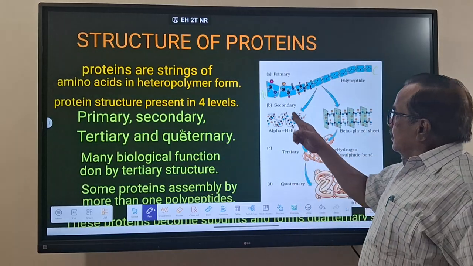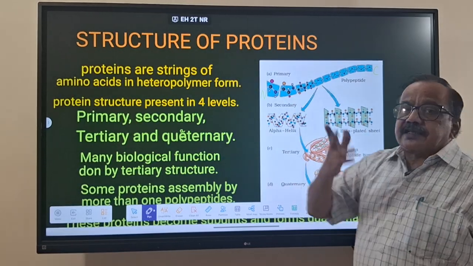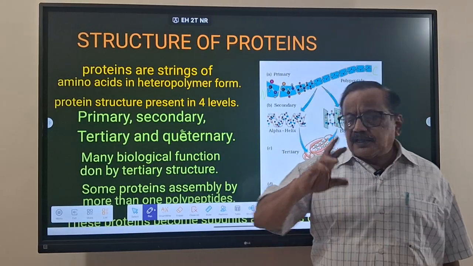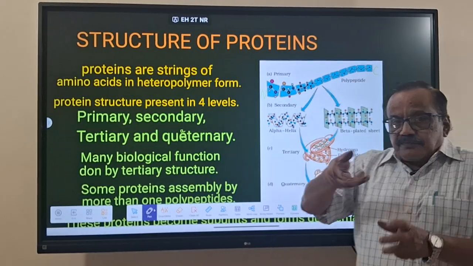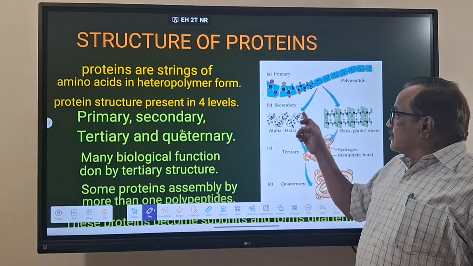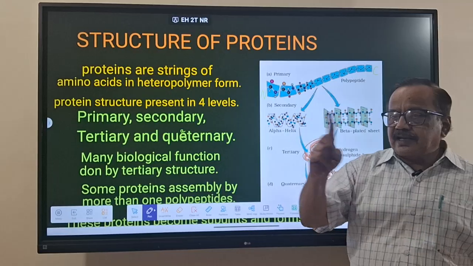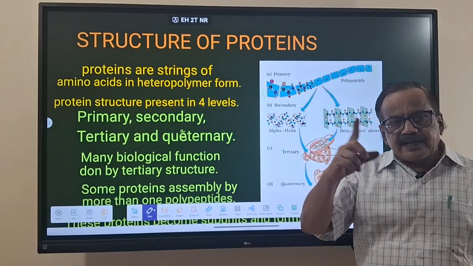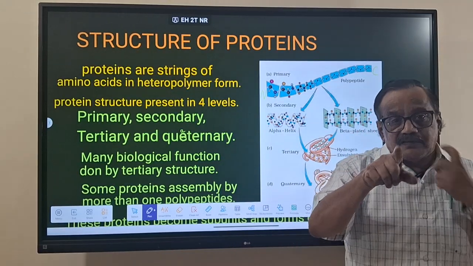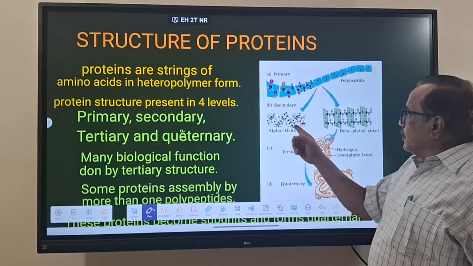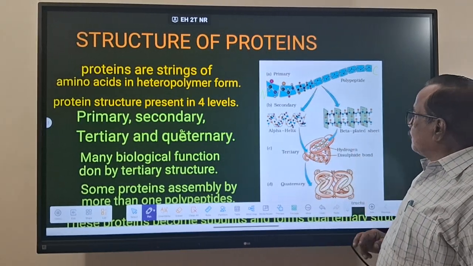Now, how will they do this? They form the secondary structure. What is secondary? The string modifies into a spiral, a helix formation. That is also a right-handed helix. The book has given right or left, and this is also important for NEET. So it forms a right-handed helix.